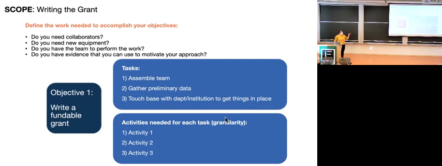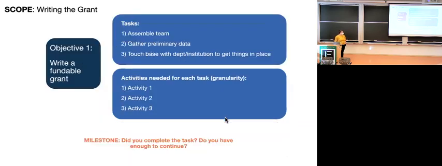What are the activities that you then need to do each of those tasks? More granular. These activities will probably become your sub-aims. So you have your objective or your large aim, and then you have sub-aims. What are the things you actually need to do this objective? And so we'll call them activity 1, 2, and 3 here.